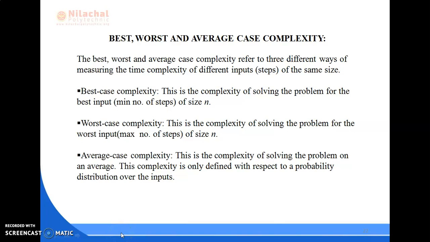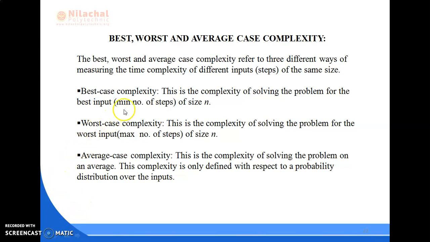Hello friends, in this last part we are going to discuss some of the cases of complexity of an algorithm. The cases of complexity refer to three different ways of measuring the time complexity with respect to different inputs given to the same size of the algorithm. So, it can be defined in three forms: the best case complexity of an algorithm, the worst case complexity of the algorithm, or the average case complexity of the algorithm.